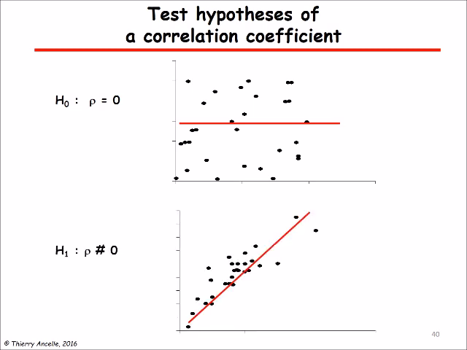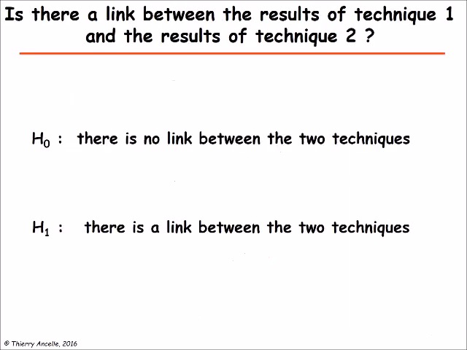Alternative hypothesis, H1: the coefficient rho is different from 0. In our example, where we want to know if there is a link between the results of two laboratory techniques, hypothesis H0: there is no link between the results of the two techniques. Hypothesis H1: there is a link between the two techniques.